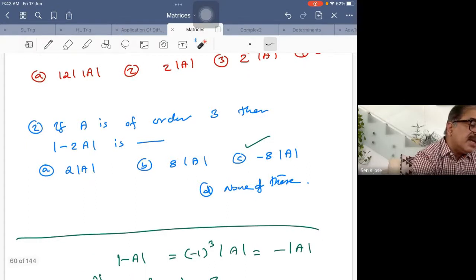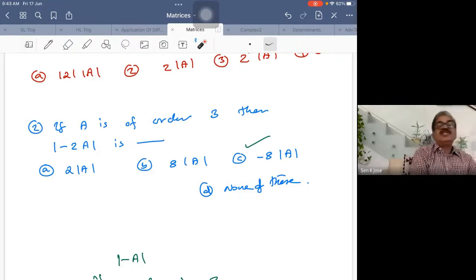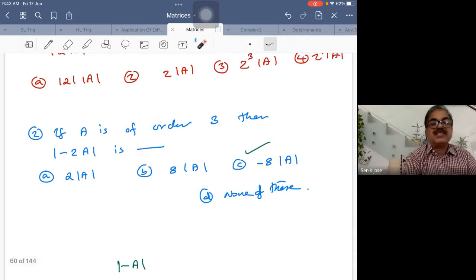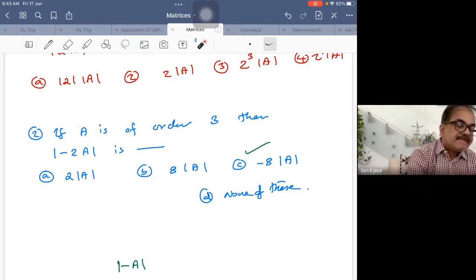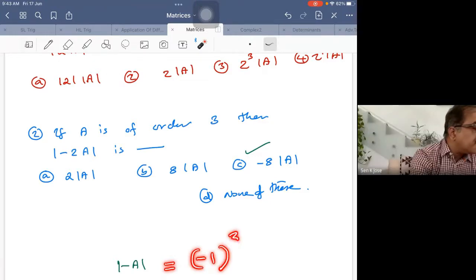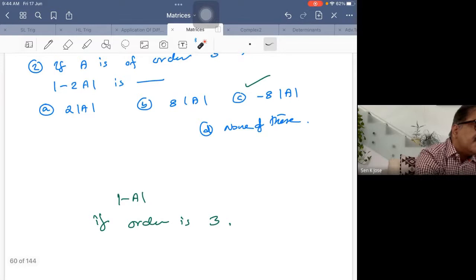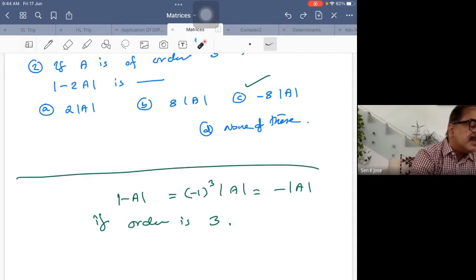So another example written here, you see. Suppose I have a matrix like that. Determinant of -A. If the order of the matrix is 3, what is the answer going to be? It will be (-1) to the power of 3 into determinant of A, which is minus of determinant of A. That's the answer.